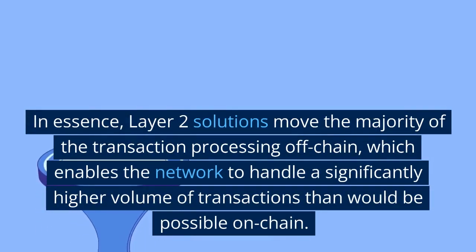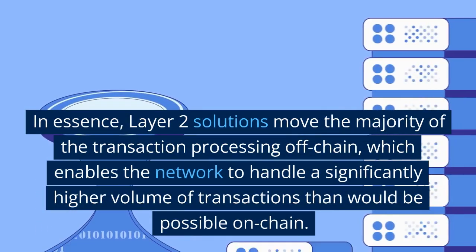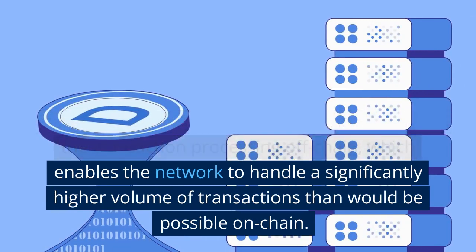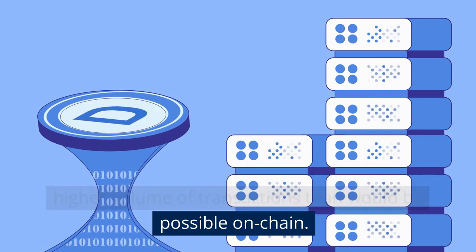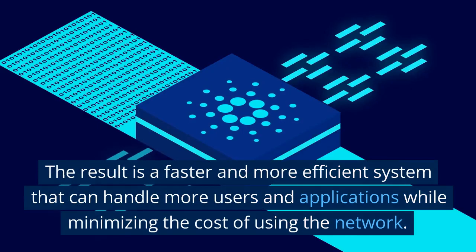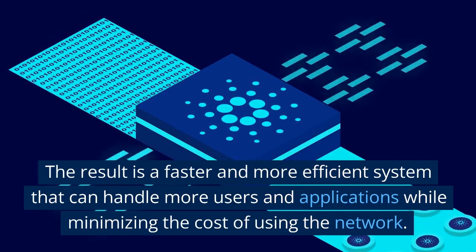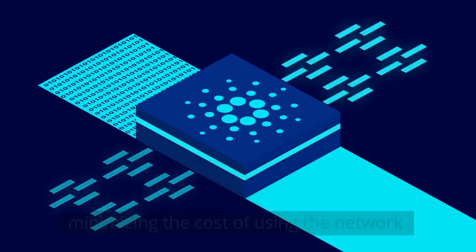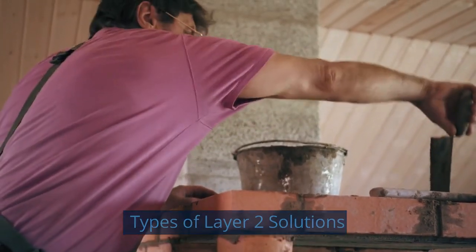In essence, Layer 2 solutions move the majority of the transaction processing off-chain, which enables the network to handle a significantly higher volume of transactions than would be possible on-chain. The result is a faster and more efficient system that can handle more users and applications while minimizing the cost of using the network.